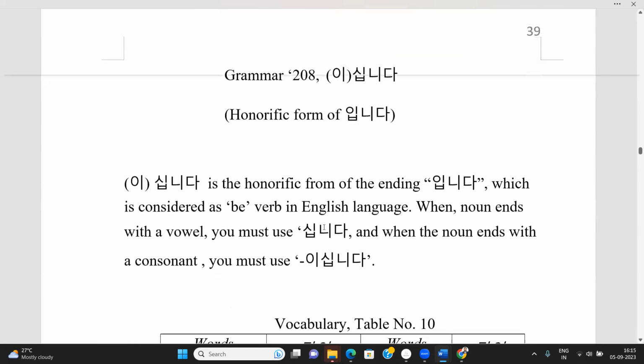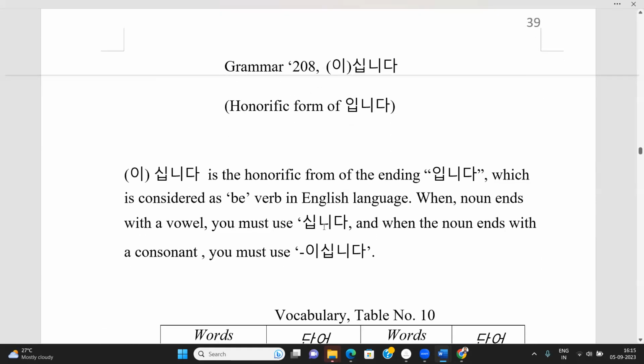Now read 8th chapter. Okay, so I did not prepare this. Okay, I will read. Okay, no problem. Only read one. Okay. Grammar 208.